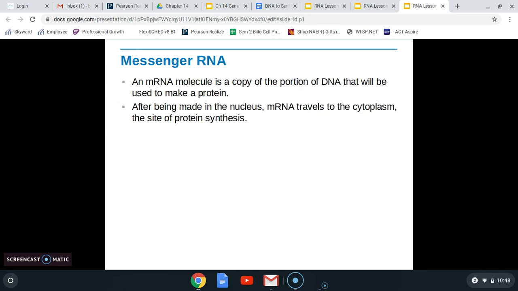Now, mRNA is that portion that's going to carry that gene that's going to make the protein out of the nucleus, and then it's going to take it to the site of protein synthesis, that being the ribosomes. So that's a little summary of that.